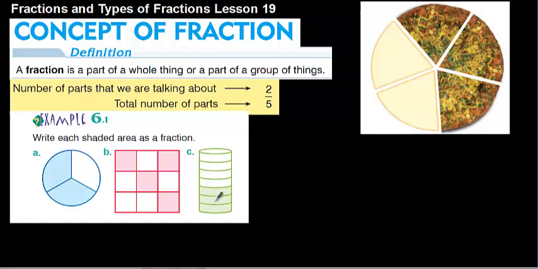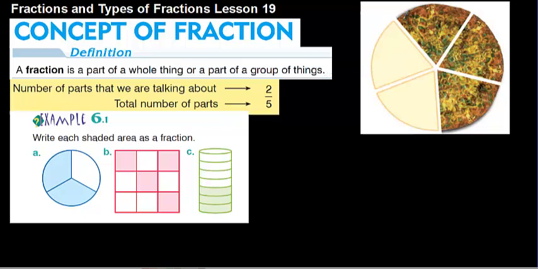In this video, I'm going to explain fractions and types of fractions. Here, as a definition, a fraction is a part of a whole thing or a part of a group of things.